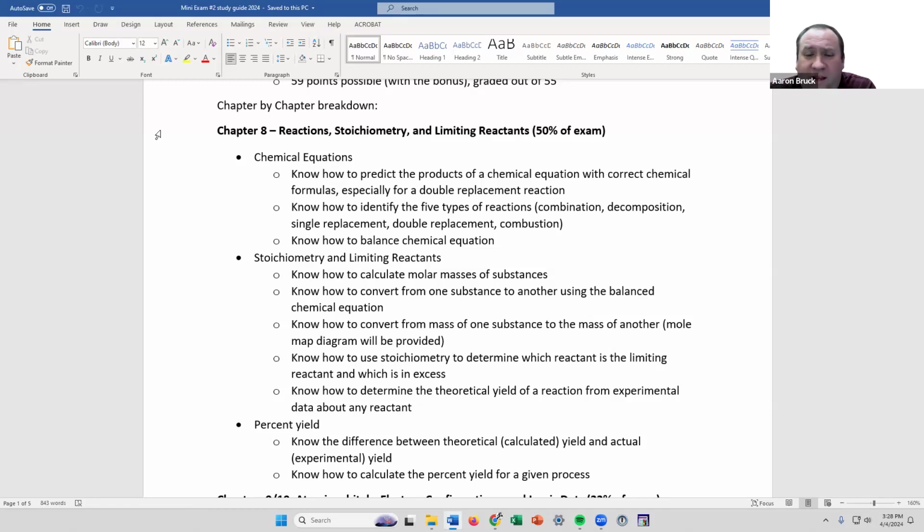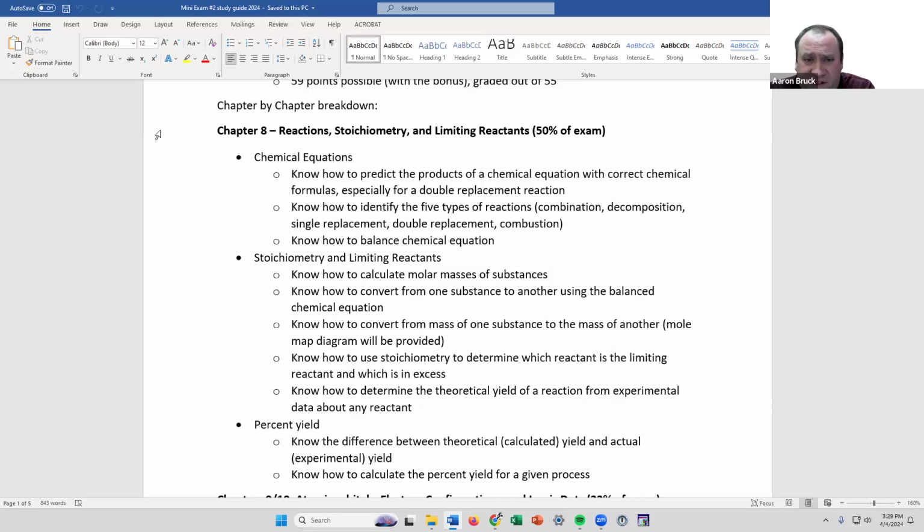You need to know how to identify the different types of reactions. We went over 5 different types: the combination reaction, the decomposition reaction, the single replacement and double replacement reactions, and the combustion reaction. And then finally, you need to know how to balance chemical equations. Some of the problems in this test are going to be over really just that.